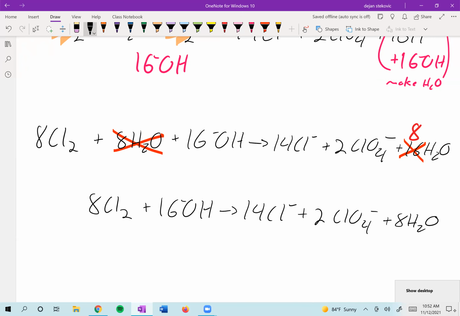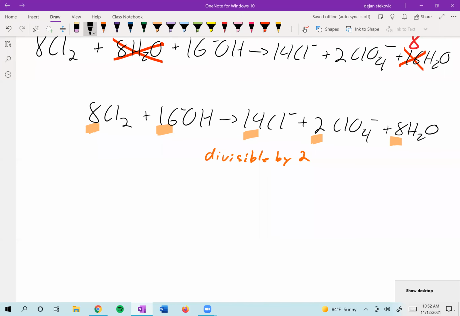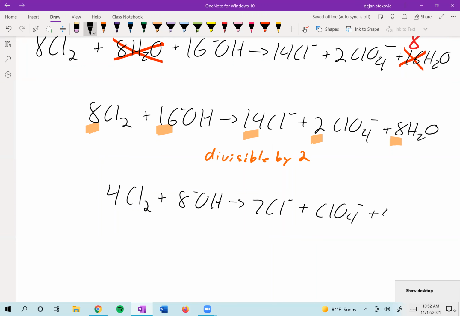The other thing I need to do is reduce the coefficients if possible. So if we take a look at all of our coefficients, 8, 16, 14, 2, and 8, they're all divisible by 2. They're all even numbers. So we need to go ahead and divide both sides by 2, right? So we have 4 Cl2 plus 8 hydroxides, going to 7 Cl minuses plus just 1 of these now, and then 4 waters, right? We've got a 1 here, so we can't reduce that any further.